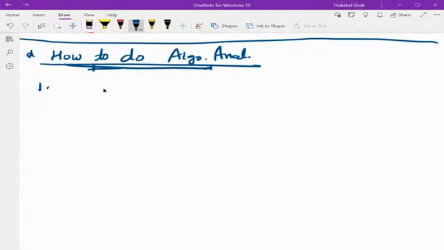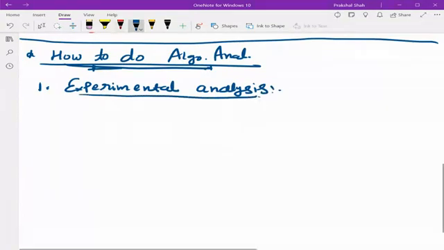Now, in the first thing, there are two ways of doing this algorithm analysis. The first is our obvious one, that is experimental analysis. For those who have missed this, or for those who have some 0.1% doubt in this, let me explain in layman terms.